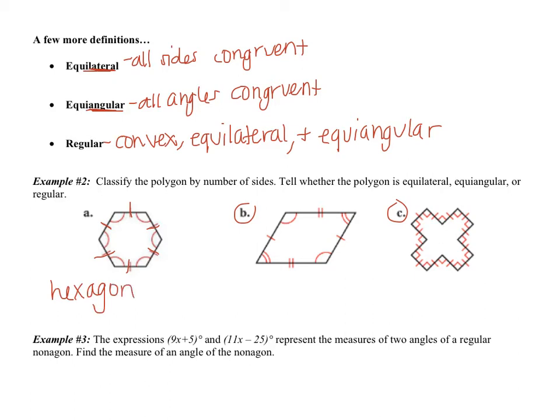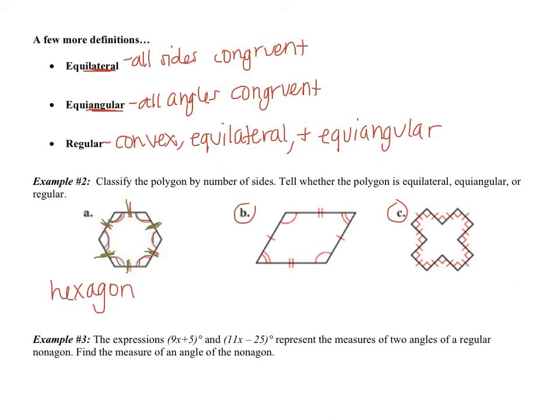And then it says tell whether the polygon is equilateral, equiangular, or regular. Is the figure equilateral? Yes, all the sides are congruent. The way I can tell that is with these tick marks. All sides congruent. Is it equiangular? Yes. These arcs mean all the angles are congruent. It's equilateral, it's equiangular.